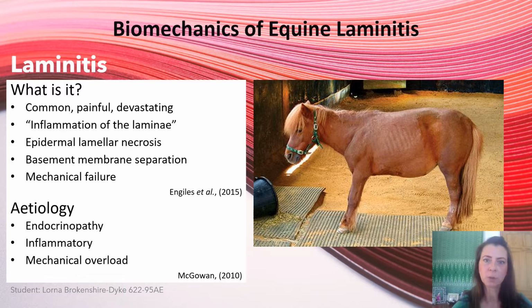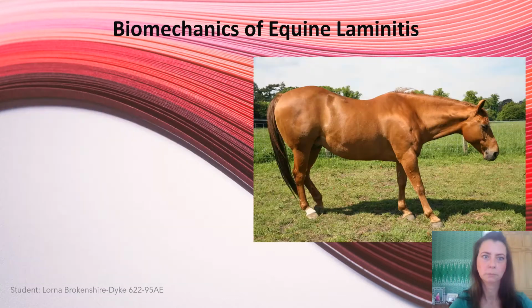Etiology of the condition falls into three main groups. Endocrinopathy, which includes glucocorticoid-associated laminitis and insulin-associated laminitis. Inflammatory, which includes endotoxemia, pneumonia, retained placenta and ischemic colic. And mechanical, which includes overload and trauma. It is commonly seen in overweight ponies linked with dietary indiscretion, but it can occur in any age, breed or sex.